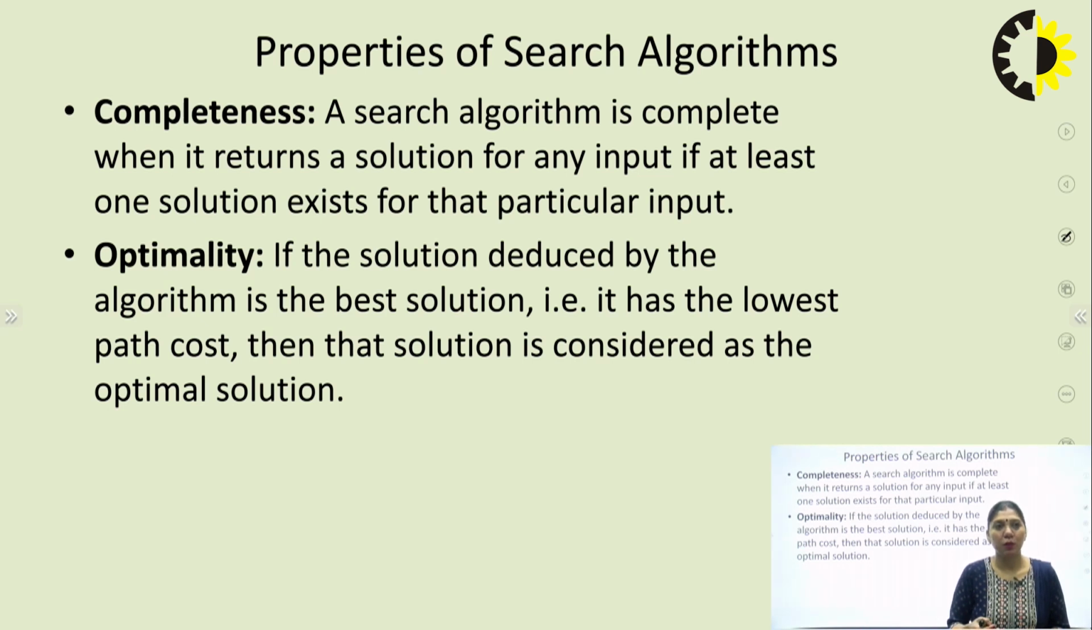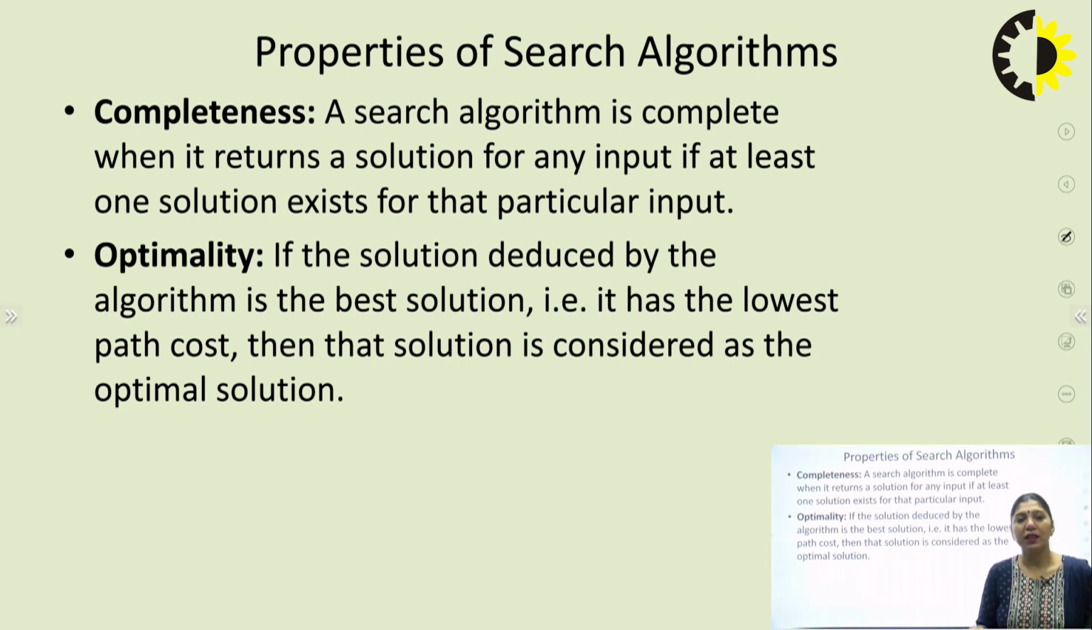The first property says that the algorithm should be complete enough, isn't it? The second one is the optimality. It is of course a very important property. If the solution deduced by the algorithm is the best solution, that is, it has the lowest path cost, then the solution is considered as the optimal solution.